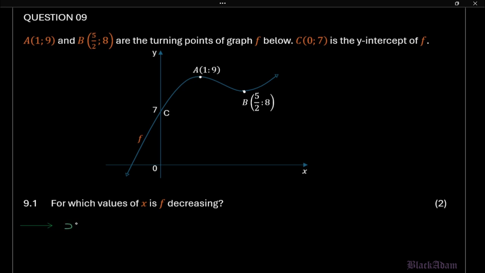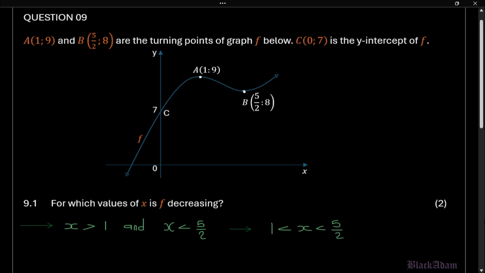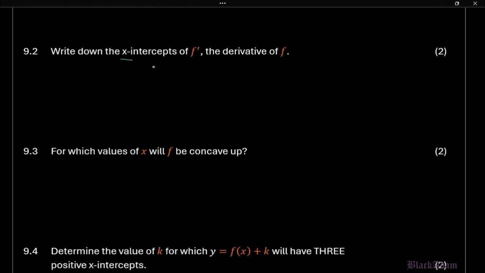So what that actually means is that x is going to be greater than 1, and x is going to be less than 5/2. And that is it. So you can regroup that. If x is greater than 1, which means 1 is less than x, and then x is also less than 5/2. So we just group them in one statement.